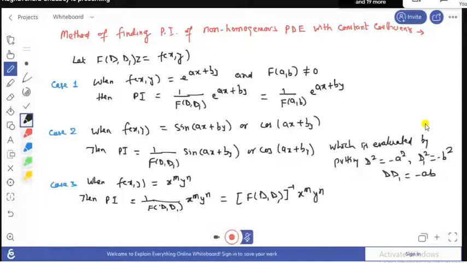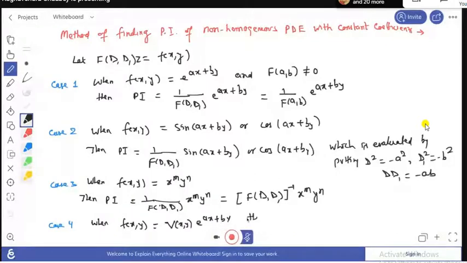Okay, so next, this is case 4. When case 4 is there, the last case, when this function f of x y is any function v of x y times e to the power ax plus by, a function of x and y. So we can write v as any function of x y and exponential of ax plus by.